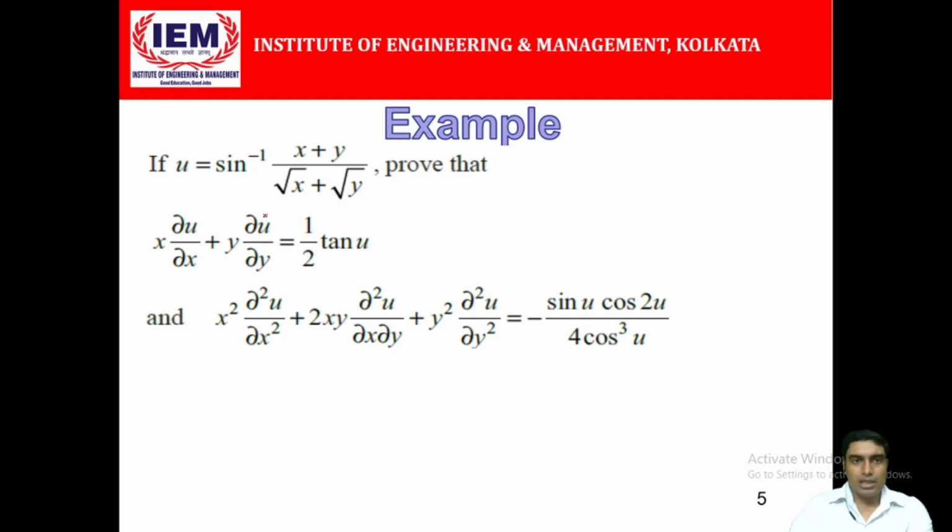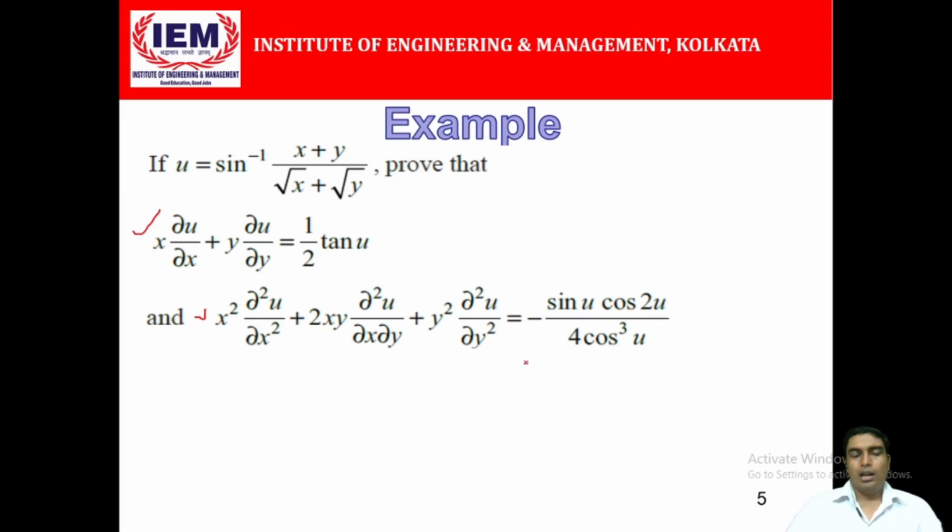Suppose u is a function that is defined as sine inverse of x plus y over square root of x plus square root of y, and I have to prove this first. Number one, I have to prove this one: x del u del x plus y del u del y equals half tan u, and the second one, that is x square del 2u del x square plus 2xy del 2u del x del y plus y square del 2u del y square equals negative of sin u plus cos 2u divided by 4 cos cube u.